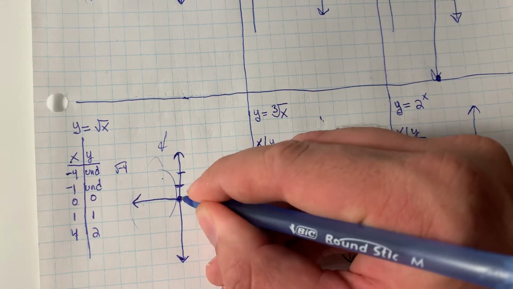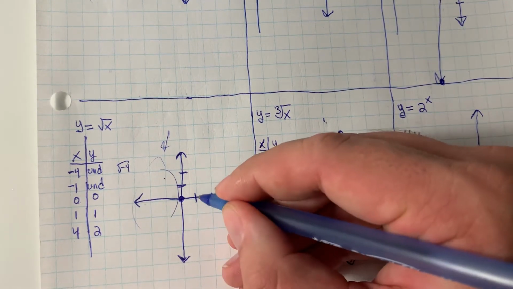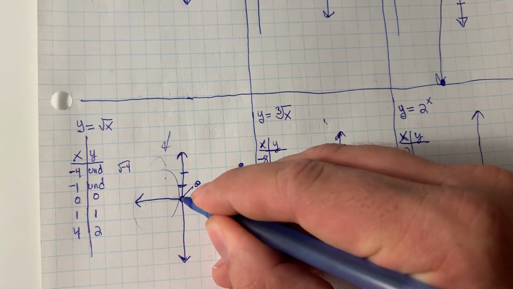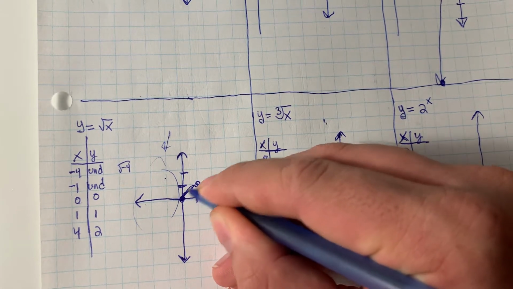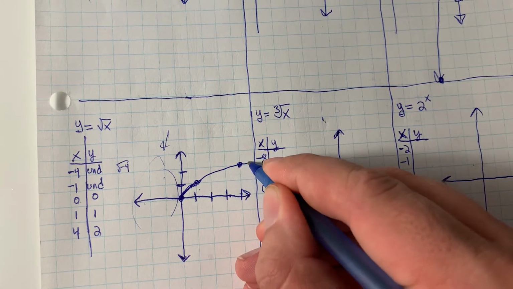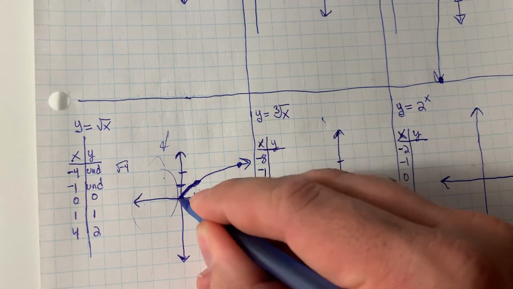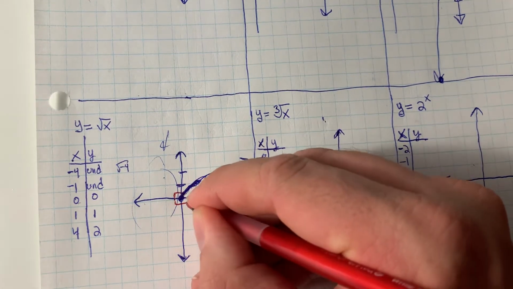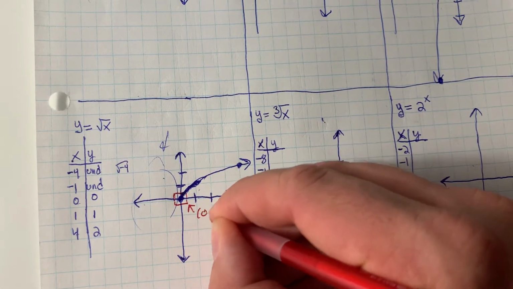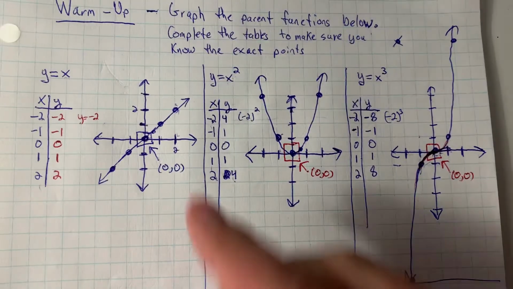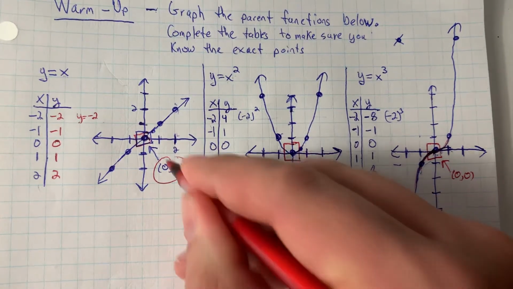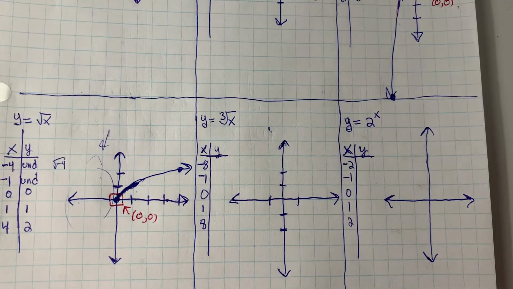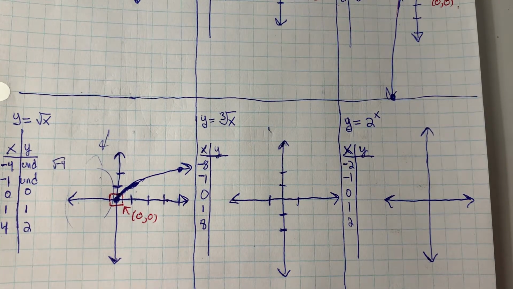But we've got this point at 0, 0, 1, 1, and 4, 2. And we get this nice shape that has a vertex at 0, 0, and is concave down but increasing. So here's our square root graph, and our key point is again going to be at 0, 0. You may have noticed so far that all of our key points have been at 0, 0 so far. That's true for a lot of parent functions, but not for all of them. So let's be a little careful.